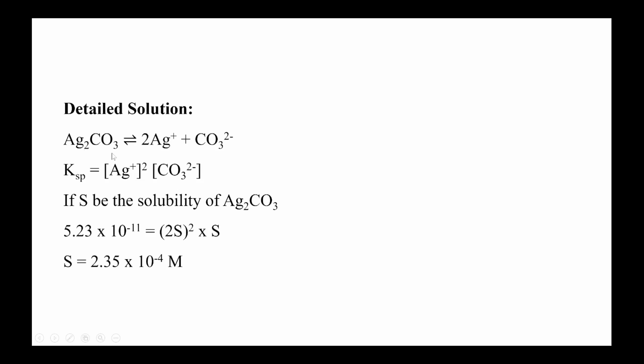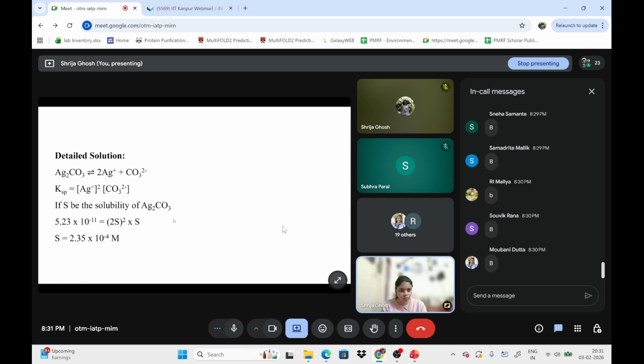Because 1 mole of Ag2CO3 is giving 2 moles of Ag plus, so 2S, and 1 mole of CO3 2 minus, so S. So 2S whole square into S, that is 4S cube. The value of this is given as 5.23 into 10 raised power of minus 11 divided by 4, and take a cube root. You will get the answer as 2.35 into 10 raised power of minus 4.